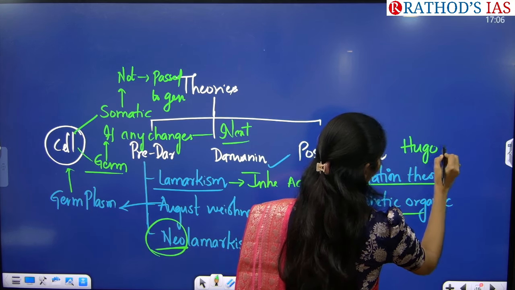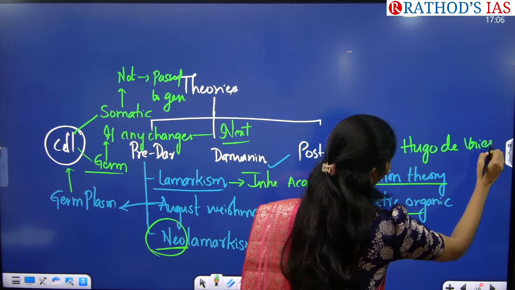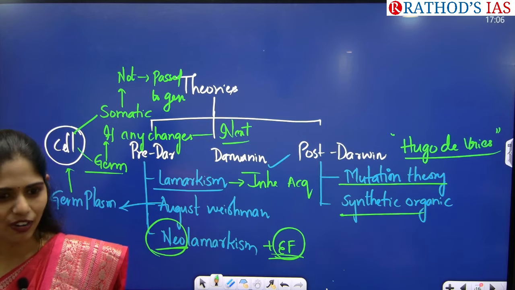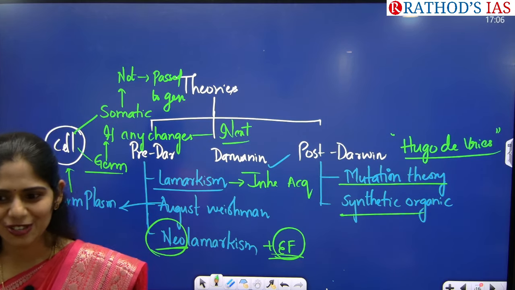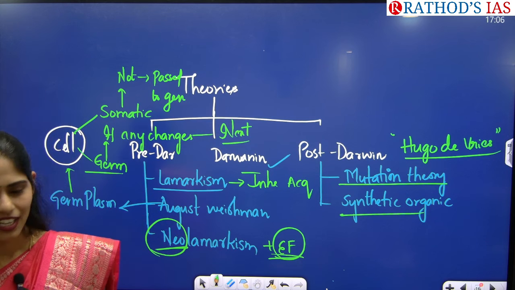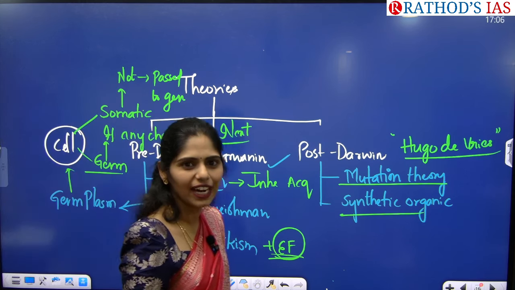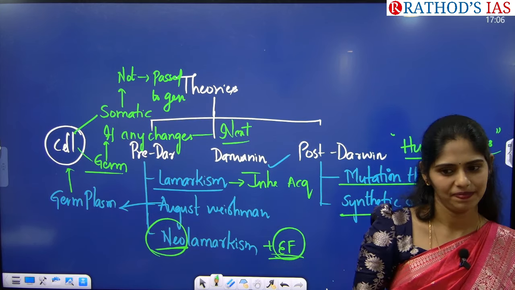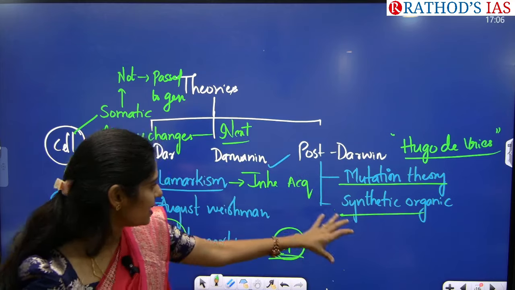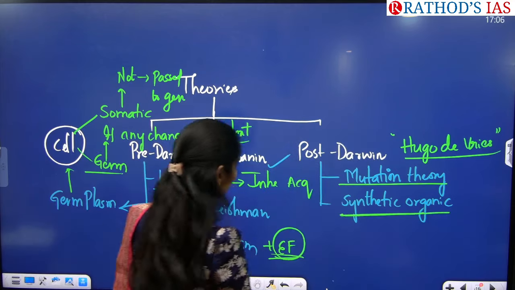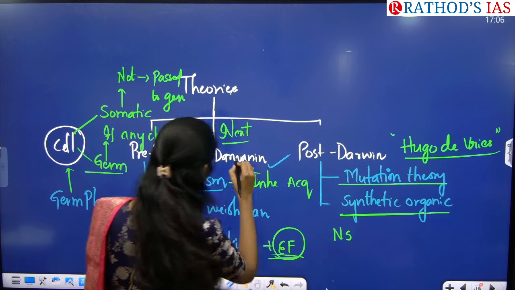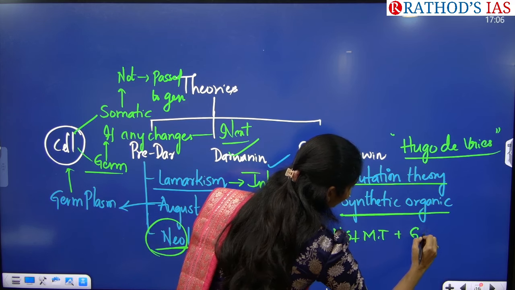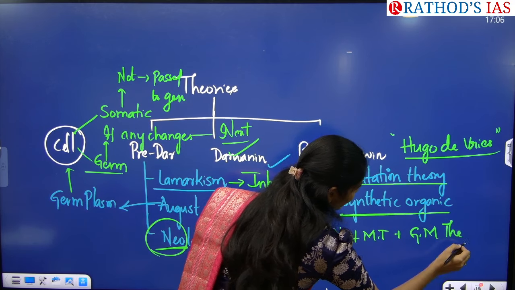Have you heard this name, Hugo de Vries? Anyone from a BiPC background in inter? Hugo de Vries, what did he find? He found the nucleus. So where is this nucleus located? Inside the cell. Hugo de Vries said that if anything happens inside the genes, then it will be inherited. And this synthetic theory is a combination of these three persons. First one is natural selection by Darwin, and he added mutation theory, and he added Gregor Mendel's theory.